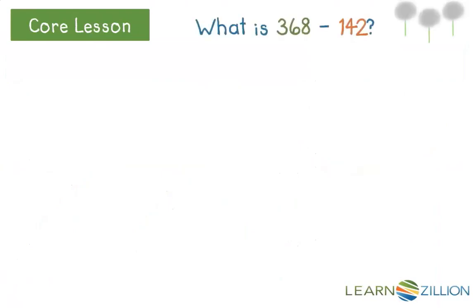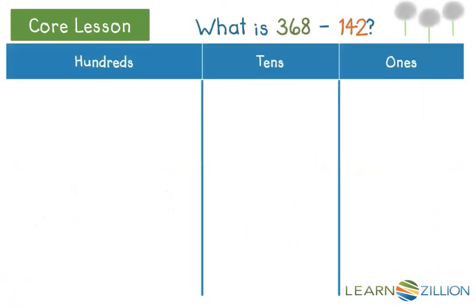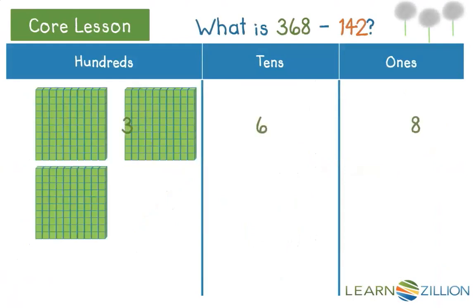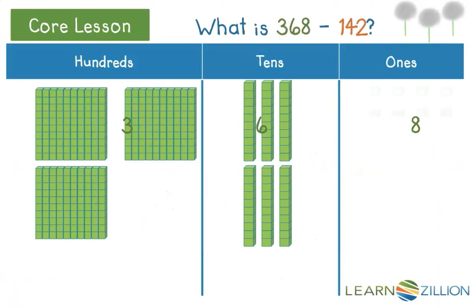Now remember at the beginning we wanted to find out how many dandelions would be left if there were 368 in a field and 142 blew away. So we'll start with our hundreds, tens, and ones chart. We have 368 to start, so 3 hundreds, 6 tens, and 8 ones. And we're taking away 142.